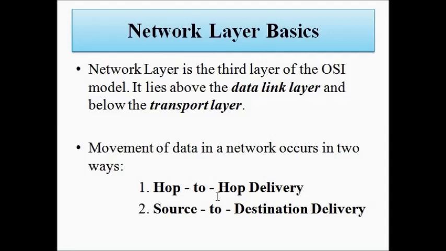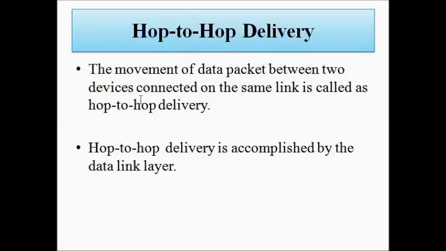So first let us understand what hop to hop delivery is and what source to destination delivery is, and how the network layer is related to the movement of data in a network. First is hop to hop delivery. Hop to hop delivery is the flow of data, or the movement of data, between two devices that are connected across the same link.